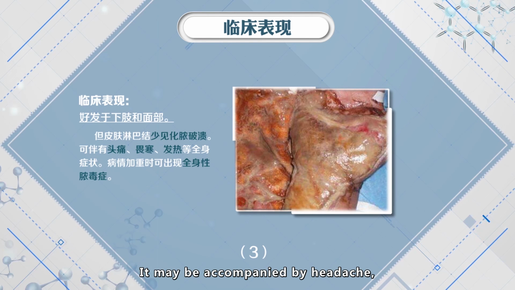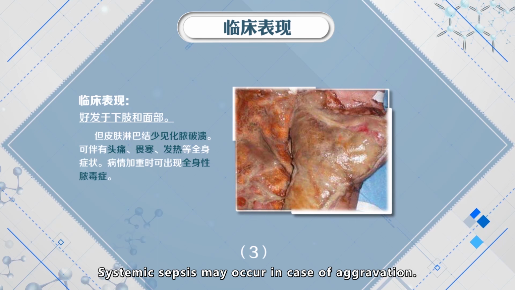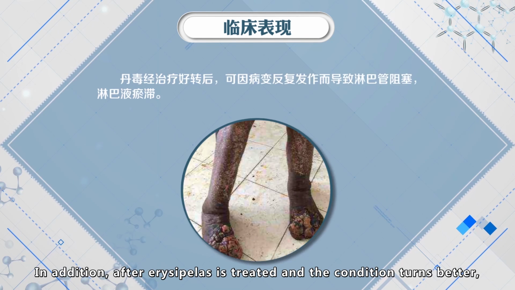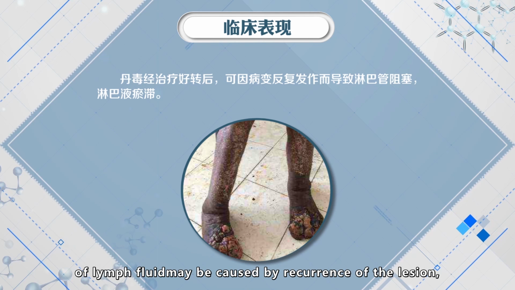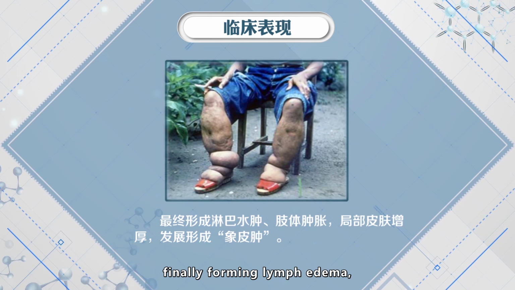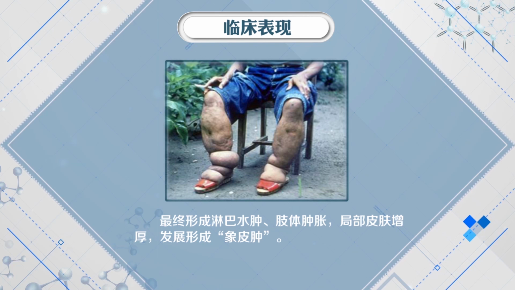It may be accompanied by headache, fear of cold, fever, and other systemic symptoms. Systemic sepsis may occur in case of aggravation. In addition, after erysipelas is treated and the condition turns better, lymphatic obstruction and stagnancy of lymph fluid may be caused by recurrence of the lesion, finally forming lymphedema, lymph swelling, and local skin thickening, and developing into elephantiasis.